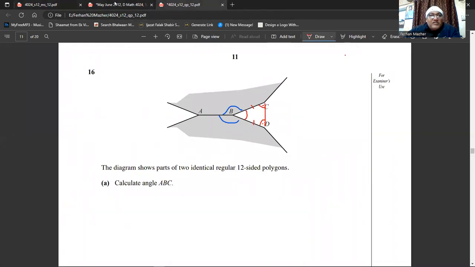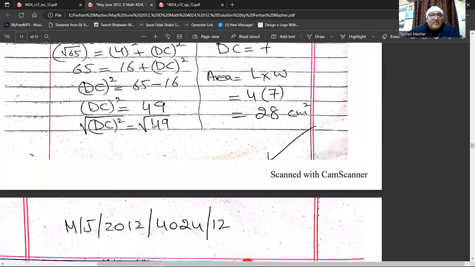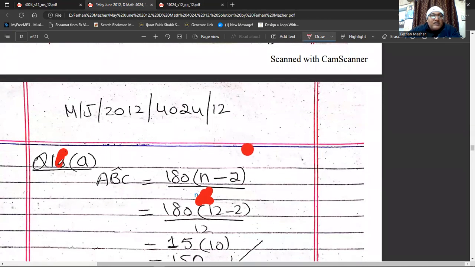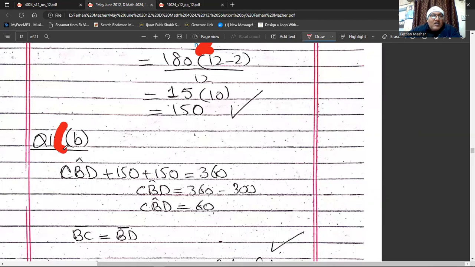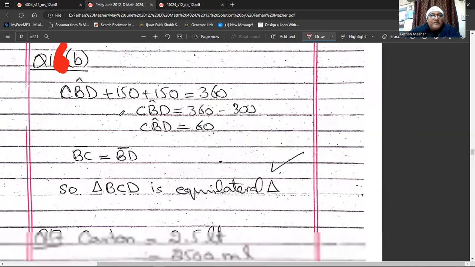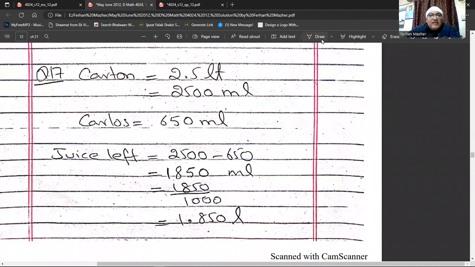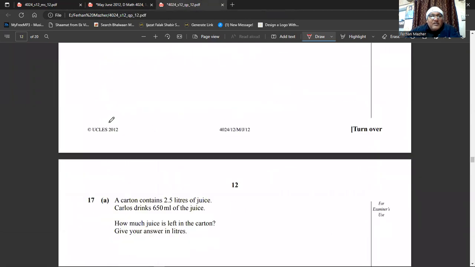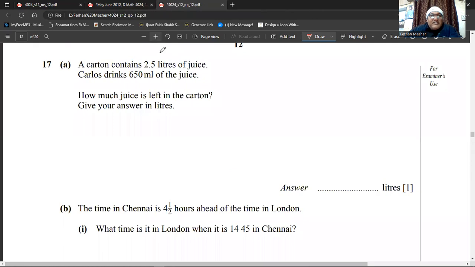That was question number 16. Why right here 15? So that is question number 16, and this question is also 16. Okay, so we are going to the next question. That is question number 17.